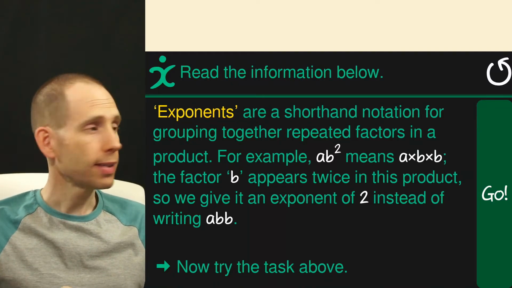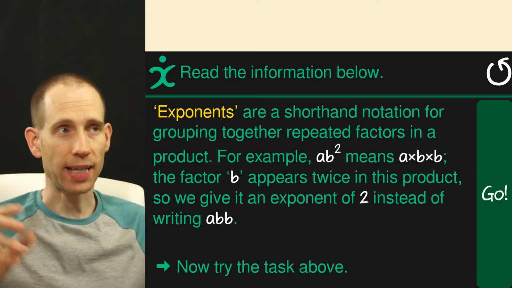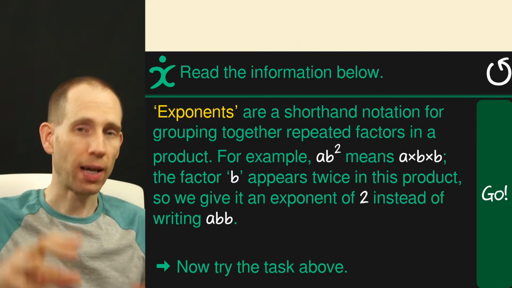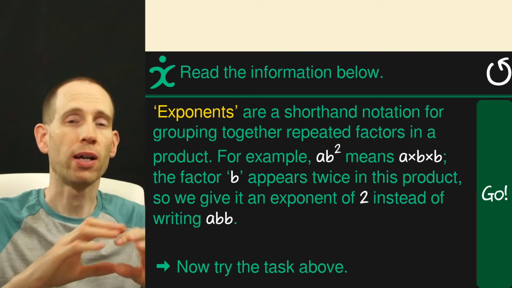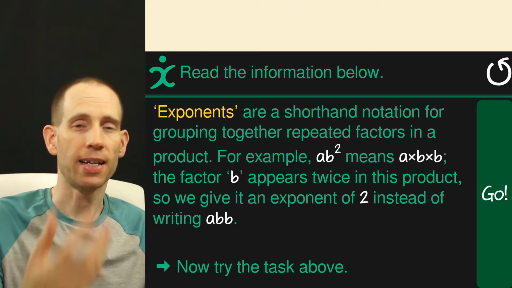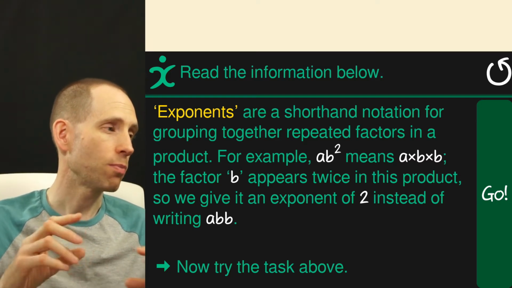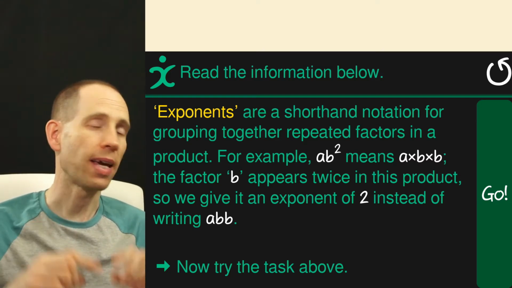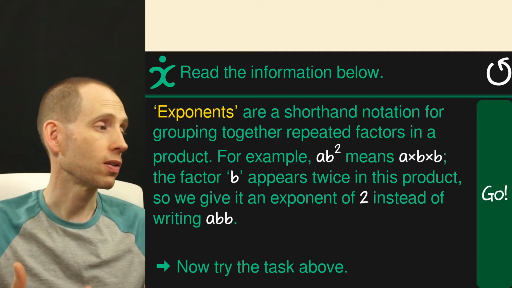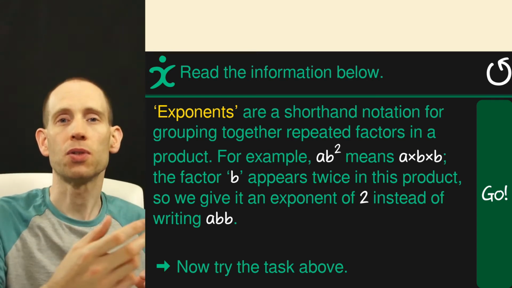So exponents, also known as powers or indices, which is the plural of index, are used to show repeated factors within a product. Rather than write the same factor out lots of times in a product, we just show it once with an exponent or an index or a power written on it. So ab to the power 2 means a times b times b. The b factor appears twice in that product, so instead of writing the b and then another b, we write b with a little 2 next to it, higher up.